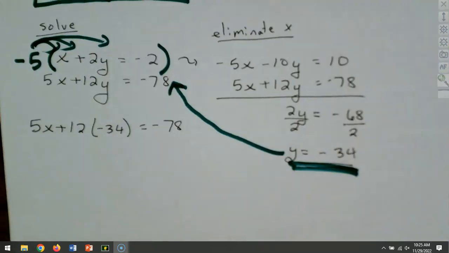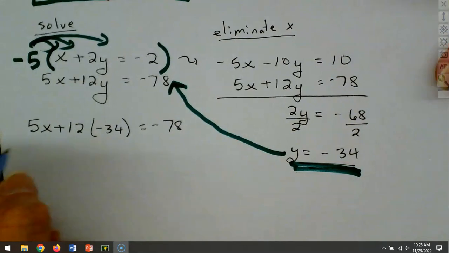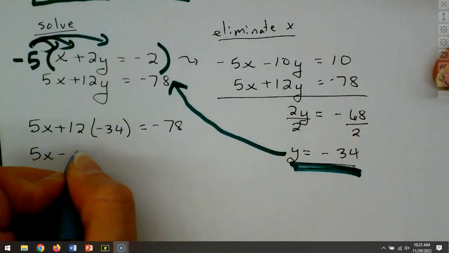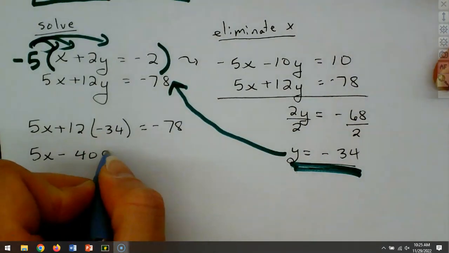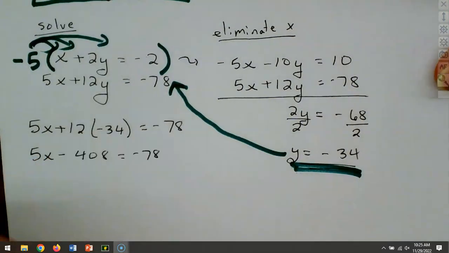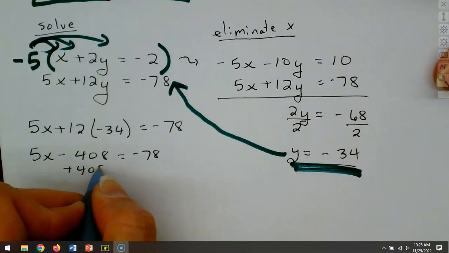And we need 12 times a negative 34. That gives you a negative 408. So 5x plus a minus 408 equals that minus 78. I'm going to add that 408 over.